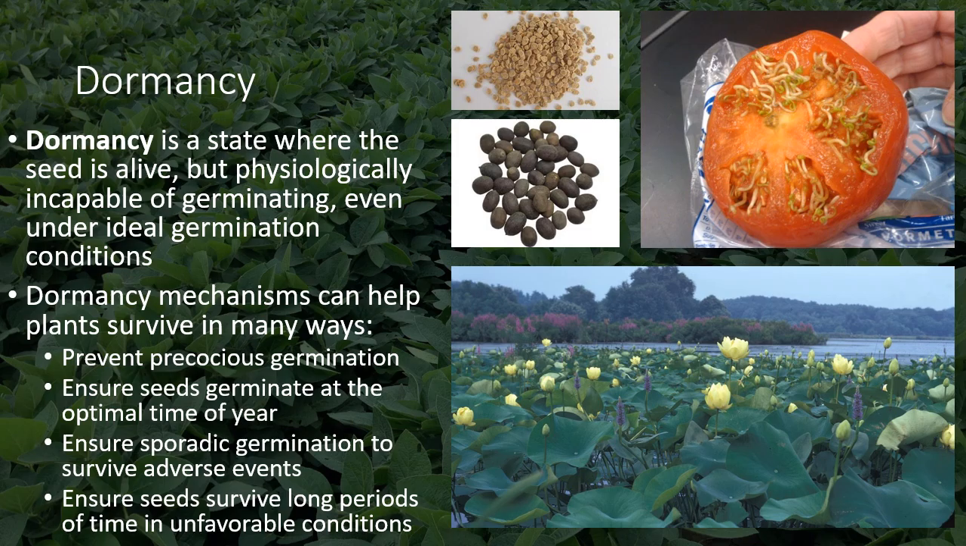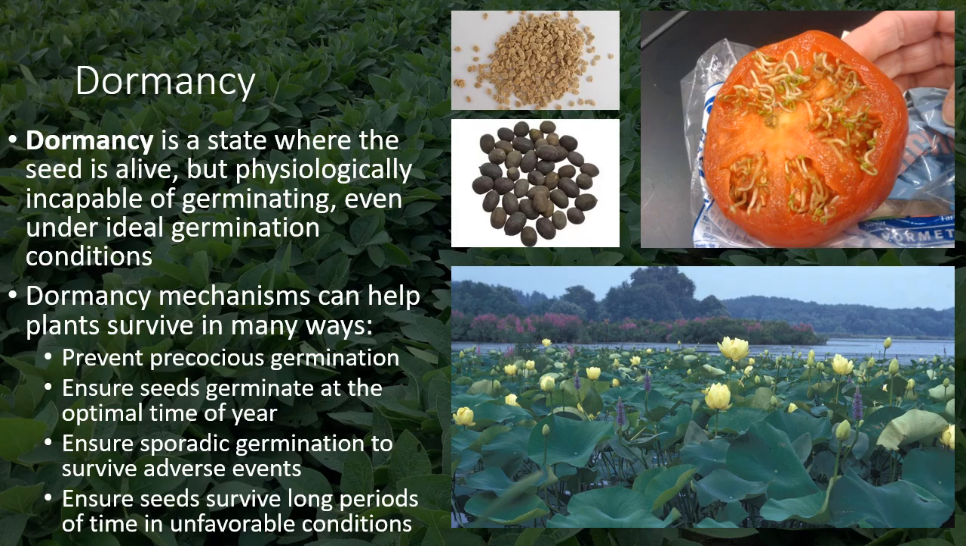So it's important to understand that plants have evolved dormancy mechanisms as survival strategies. And once we understand those survival strategies, we're able to then manipulate seeds in such a way that we're able to induce them to germinate by overcoming dormancy. Dormancy helps plants survive in many ways. One of the first and most obvious is the prevention of precocious germination.